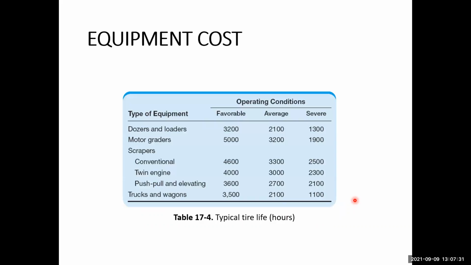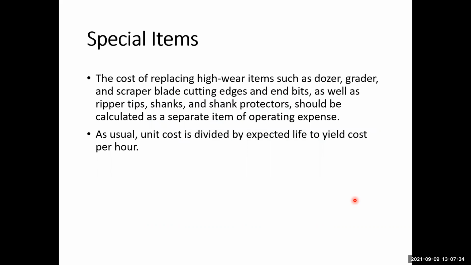Okay, so that is the typical tire life. In addition, we have some special items. So what can be those special items? These are the cost of replacing high wear items such as dozer, grader, and scraper blade cutting edges and end bits, as well as ripper tips, shanks, and shank protectors. They should be calculated as a separate item of operating expenses. So as usual, unit cost is divided by the expected life to yield the cost per hour.